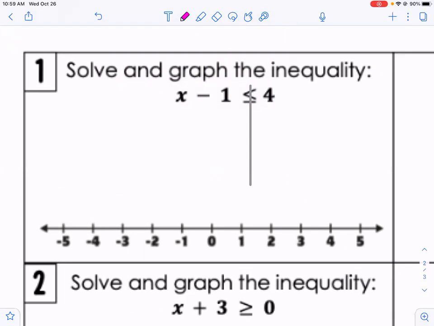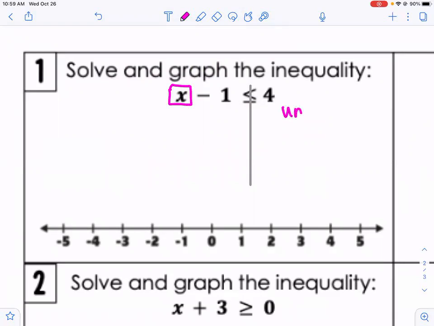Okay. Brady, what do you think? You don't know? Okay, so just like with our equations, we want to get X by itself. So what number do we need to move? And how do we do that?